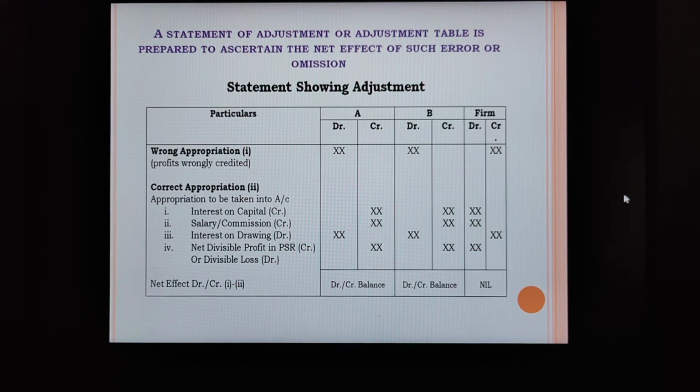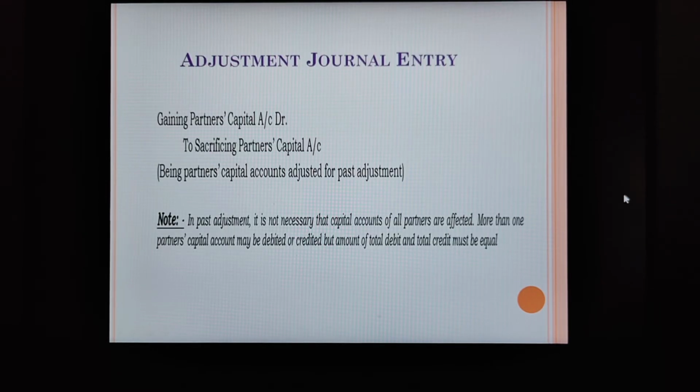Now we will get the net effect, that is we have to subtract: wrong appropriation minus correct appropriation. So at that time we will get debit balance or credit balance and so on. Now we have the adjustment journal entry too. So in journal entry, what we will write, we deal with gaining partner capital account debit to sacrificing partner capital account. Whosoever the partner is gaining, at that time we have to debit his account. So gaining partner capital account debit to sacrificing partner capital account.